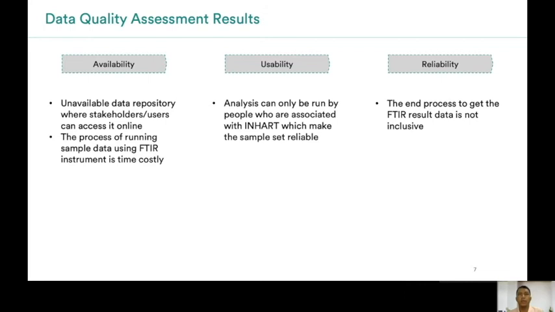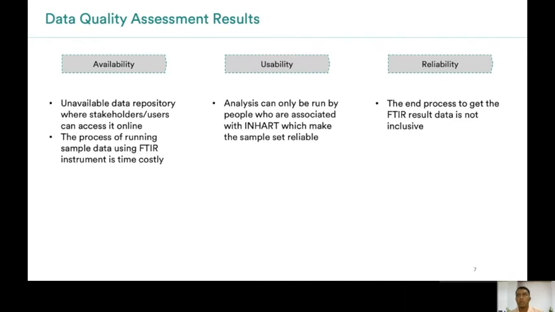The second metric that we have here is usability, where analysis can only be run by people who are associated with the in-house team, which makes the sample sets reliable. This means that the way they have conducted the experiment right now is that only people associated with the in-house team can run or manage the sample set running, for example. And this actually gives good credibility to the in-house teams, because the data won't be contaminated with any other source which is ambiguous.